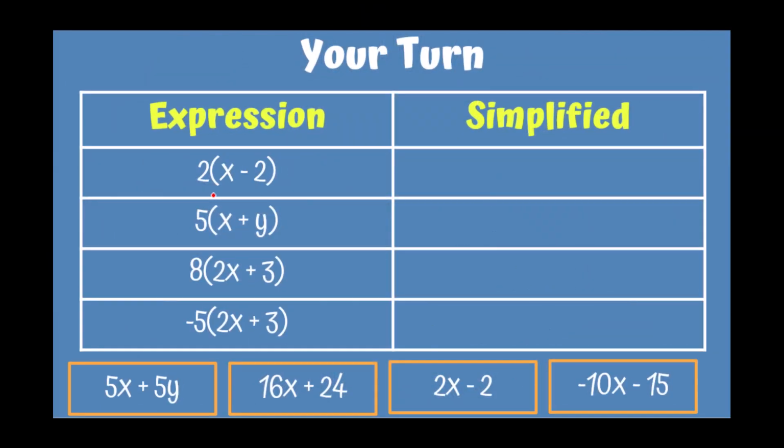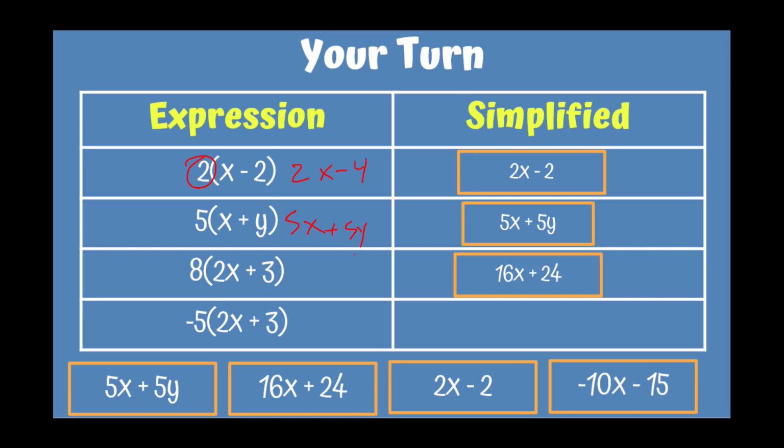Okay, welcome back. So the first one, you have 2 times x, which is 2x. And then what's positive times a negative? Well, that's a negative answer, so that should be -4. Next one, we have 5 times x, which is 5x, plus 5y. So you should have got 5x plus 5y. What's 8 times 2? Right, 16. Then what's 8 times 3? 24. So that one should have been 16x plus 24.